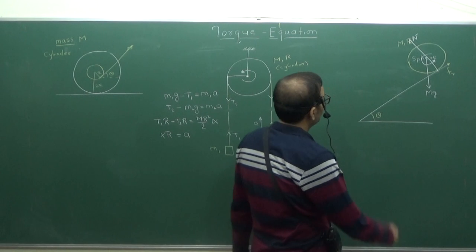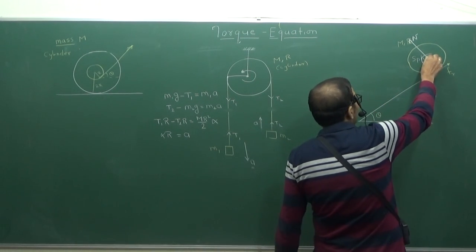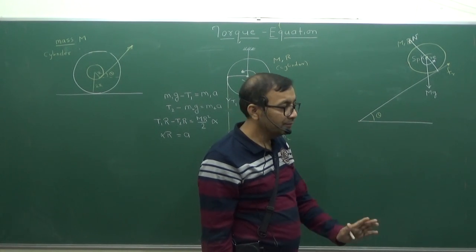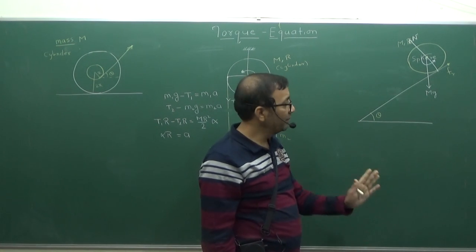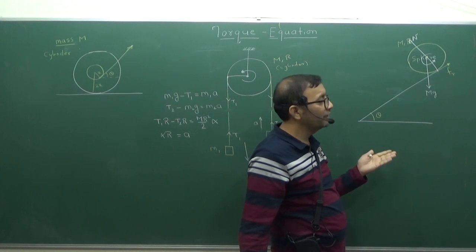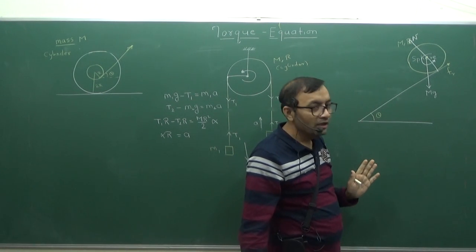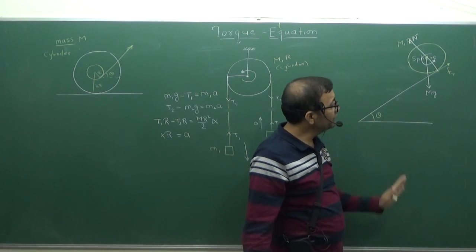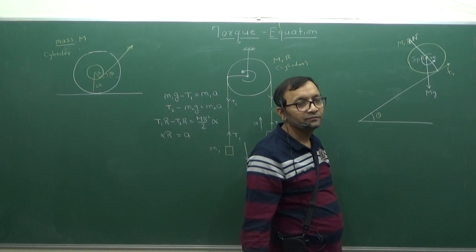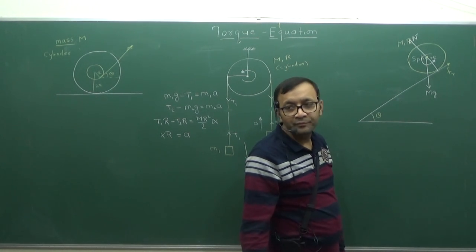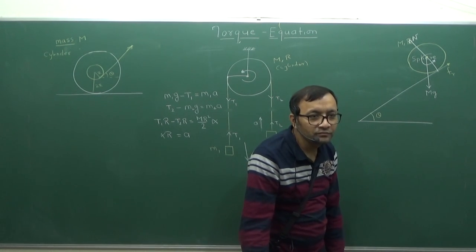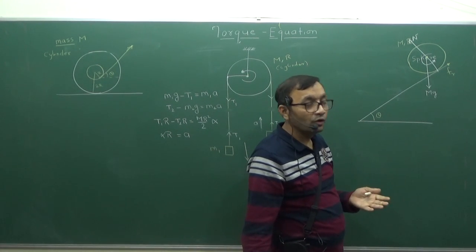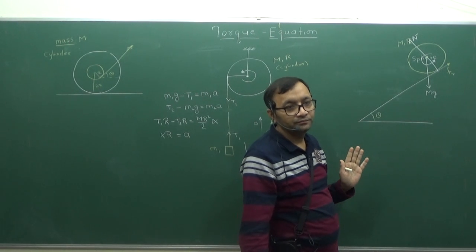No other force, right? Are you seeing any fixed axis? The bottommost point is instantaneously at rest, but at times we don't feel comfortable treating this as a fixed axis. So we'll apply torque equals I alpha about the center of mass. Which force has a torque about the center of mass? Friction. Mg passes through the center of mass, so torque due to Mg is zero. Torque due to the normal force is zero. Only friction will have torque.